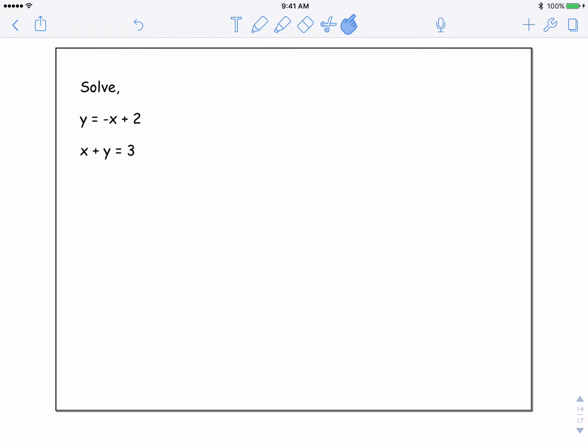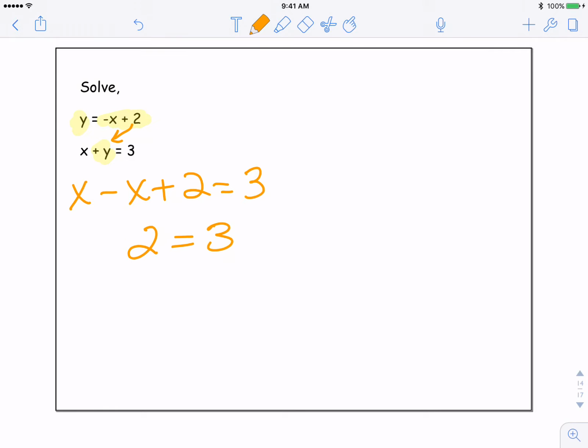In this example, we have a y equals by itself, so I don't have to get x or y by itself. It's already done for me. So in this bottom equation, I'm going to take y out and put in its replacement. Then my equation looks like x minus x plus 2 equals 3. I can then combine some like terms. X minus x, they cancel each other out. They disappear, and I'm left with 2 equals 3.